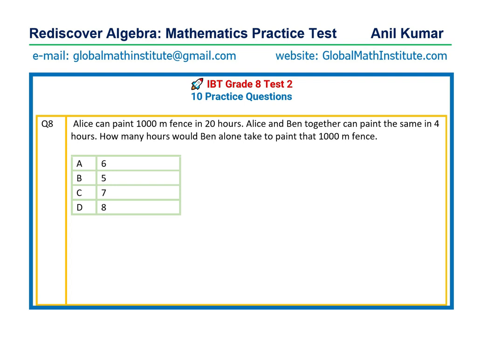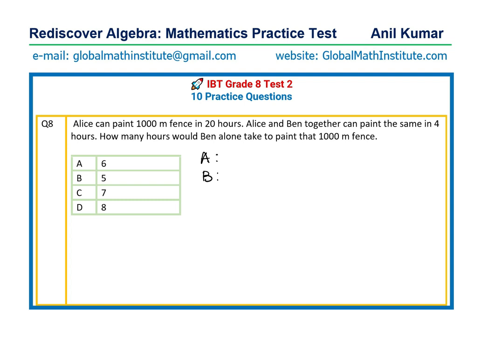Question number 8. Alice can paint 1000 meters of fence in 20 hours. Alice and Ben together can paint the same in 4 hours. How many hours will Ben alone take to paint 1000 meters? So let's say Alice can paint in A hours, Ben in B hours. Okay, so these are the two people. It's a rate problem. If you are painting fast, you will take less time.